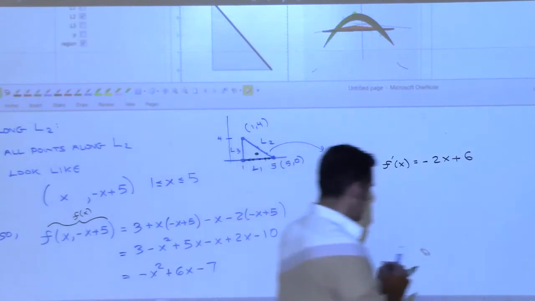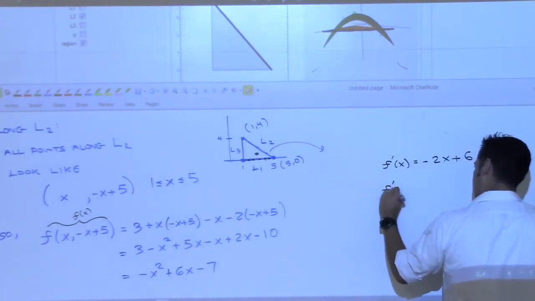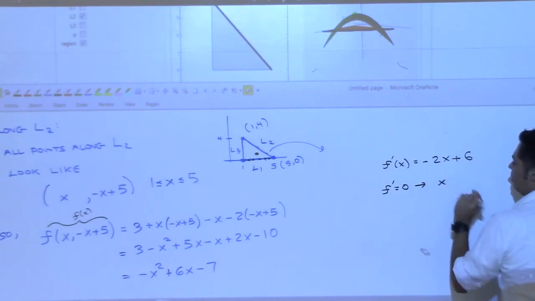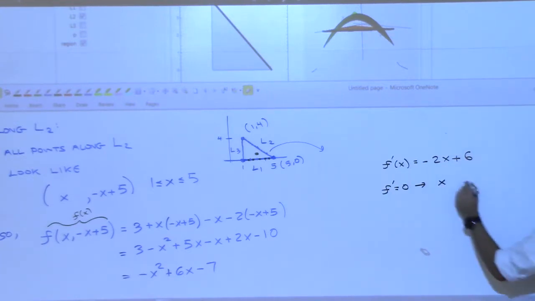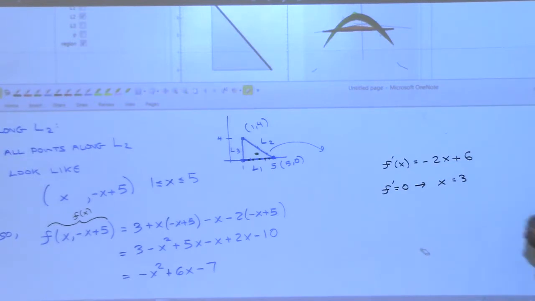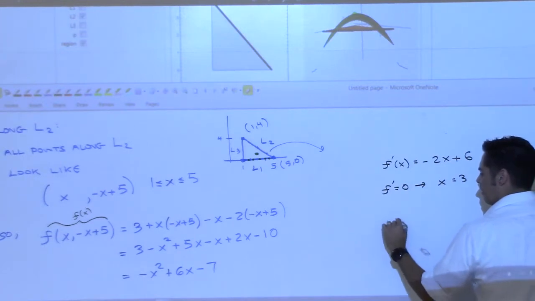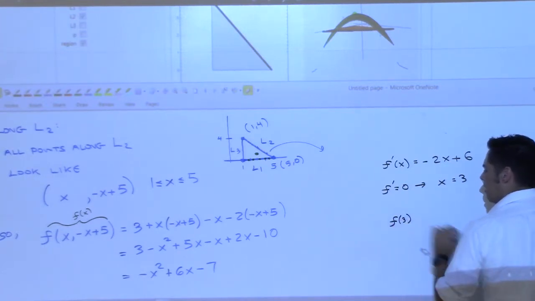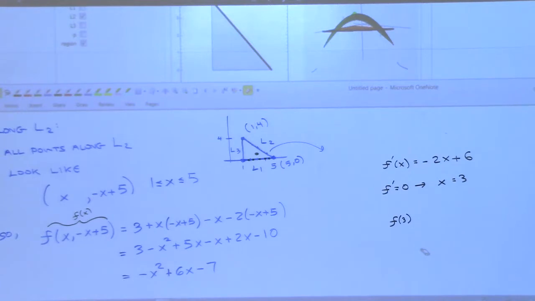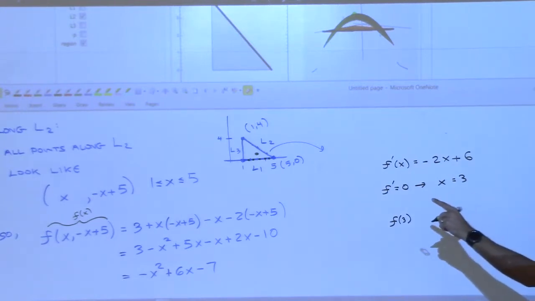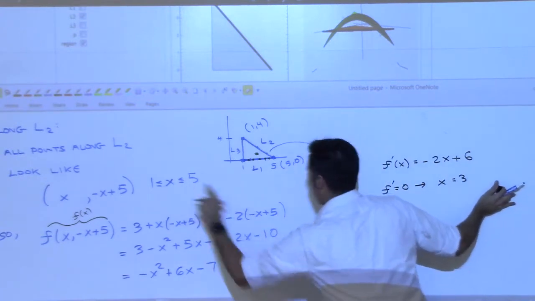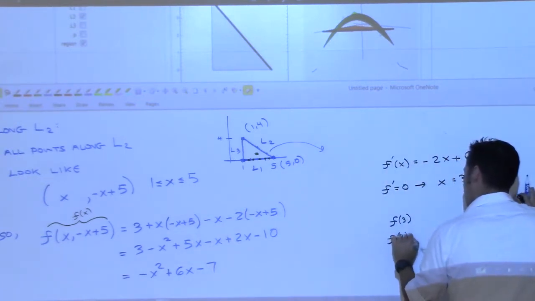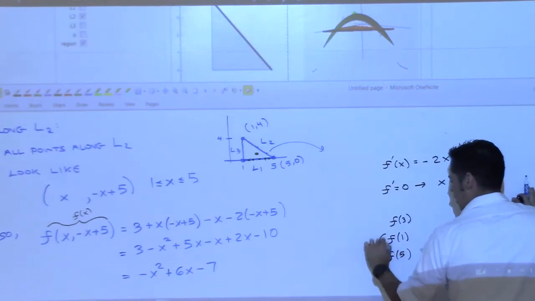Okay, so we take our derivative. Now we set it equal to 0. When we set that equal to 0, we get only one solution. And the solution is 3. So what are we supposed to do now? We're supposed to plug that number into the original. So I'm supposed to figure out what f of 3 is. But I'm also supposed to plug in the endpoints. And the endpoints are 1 and 5. So I need to plug in 1 and I need to plug in 5. These are your endpoints.